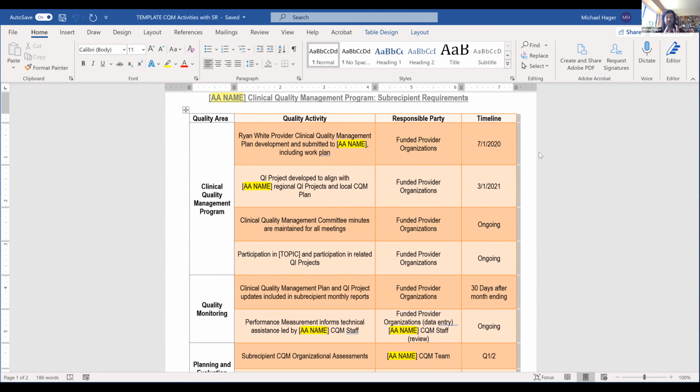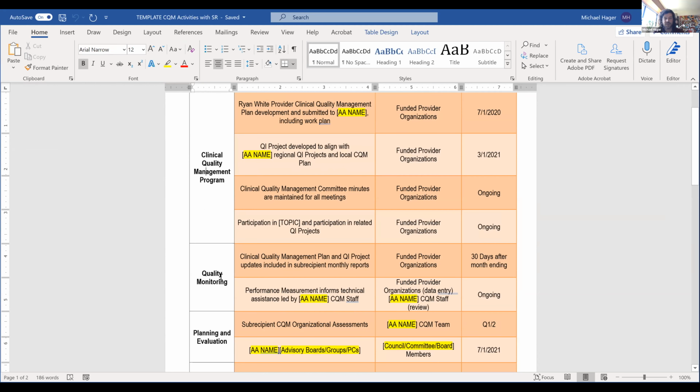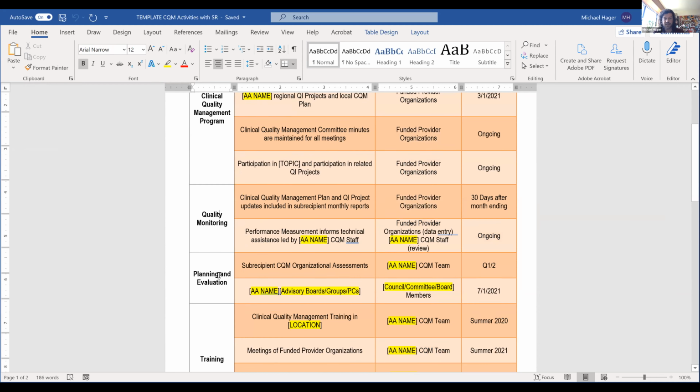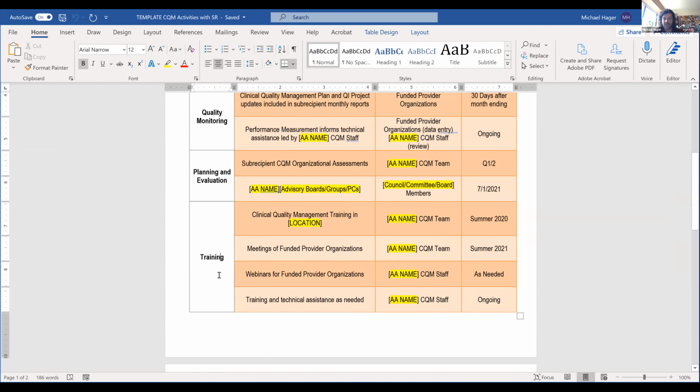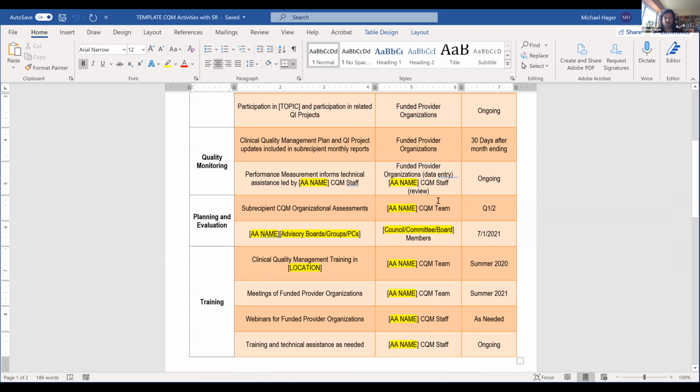You can see here these are just placeholders. It could be anything that you want or need it to be. But the different groups we have here are the Clinical Quality Management Program, Quality Monitoring, Planning and Evaluation, and Training. And you can see that there are different groups included here that have different timelines. So this template will be one of the ones available to you through the toolkit.